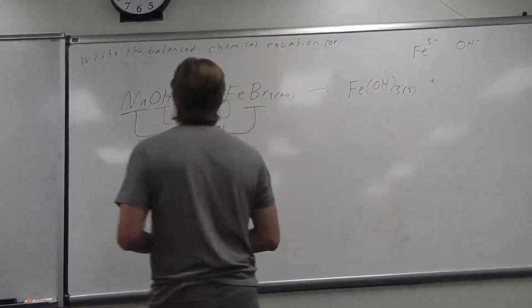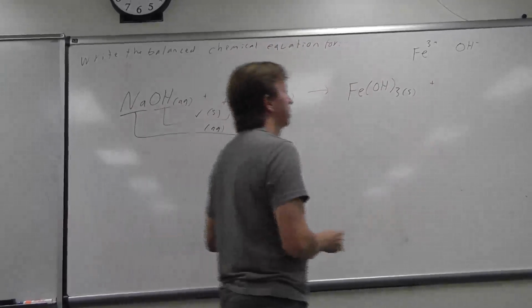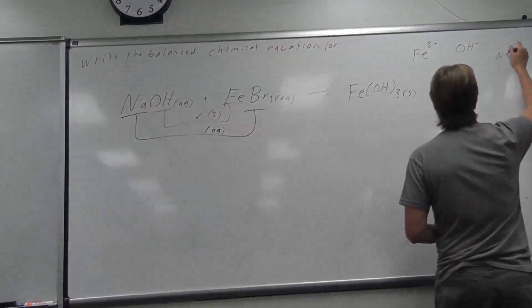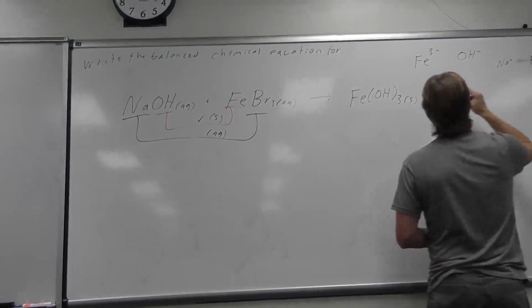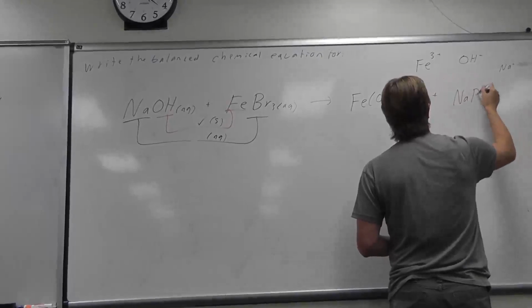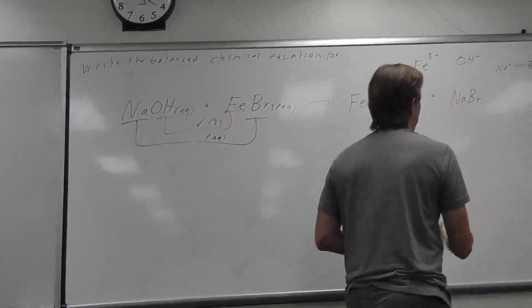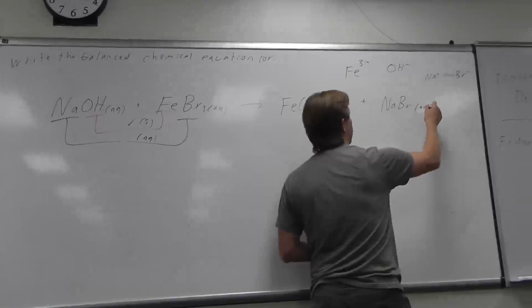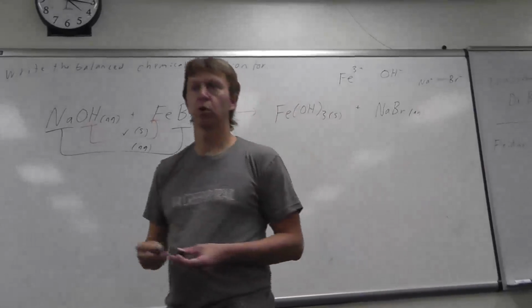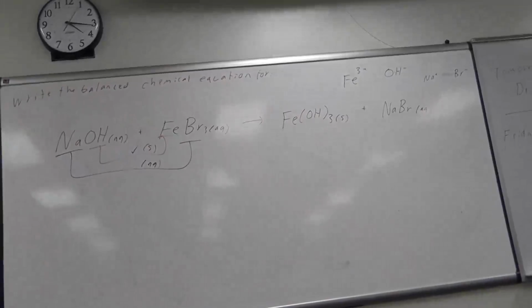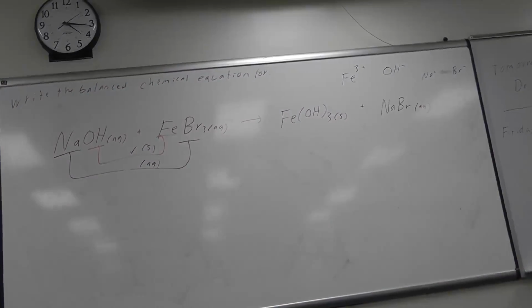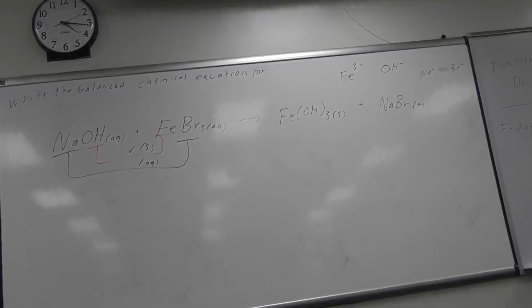And for the other compound, it's sodium, which is a plus 1, with bromide as a negative 1. That's just NaBr. And we already decided that that was going to be aqueous, correct? From the chart. That's everything but the balancing. Any question on getting those products predicted out?